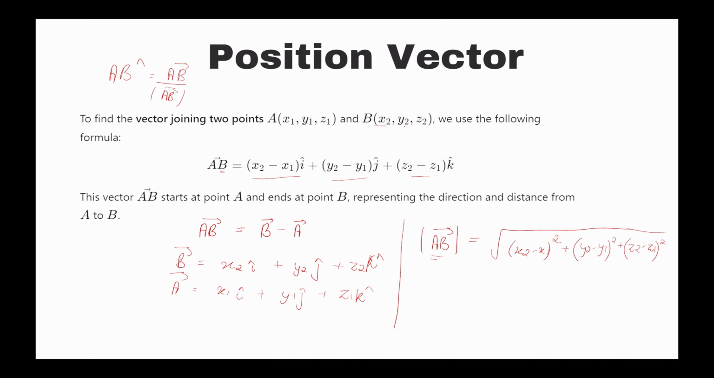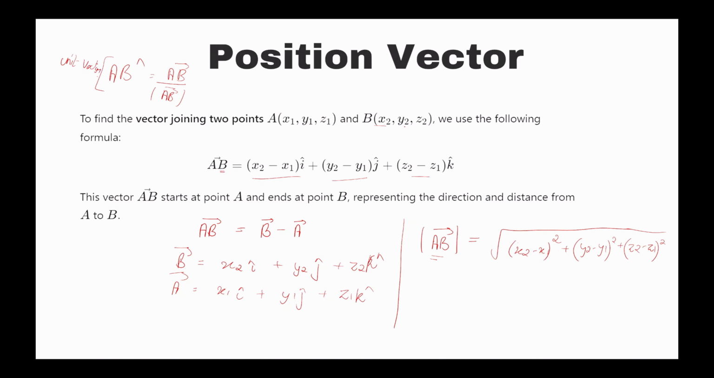Now let's say if I need to find out the magnitude of AB vector, of course it can be written down as root under x2 minus x1 whole square plus y2 minus y1 whole square plus z2 minus z1 whole square. And this magnitude is basically the distance of these points from each other. So that is how generally position vectors are written. And also, let's say if you need to find out the unit vector of AB, it can be written as AB cap. As you can see here, this is basically my unit vector of AB.